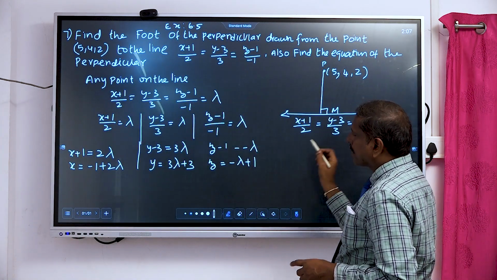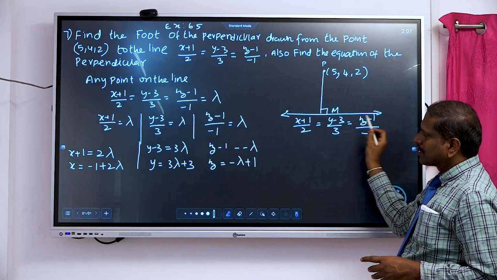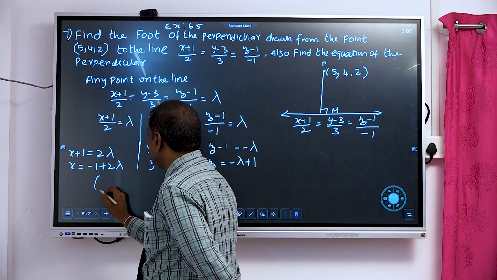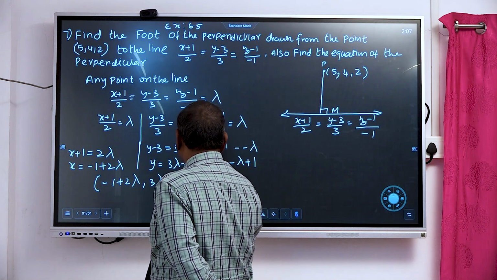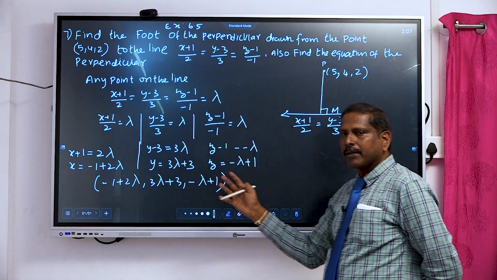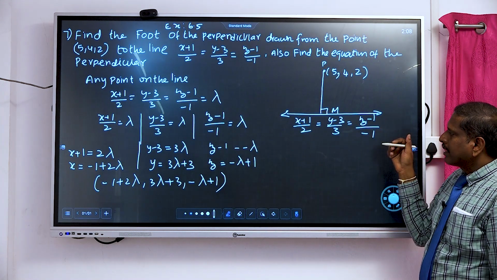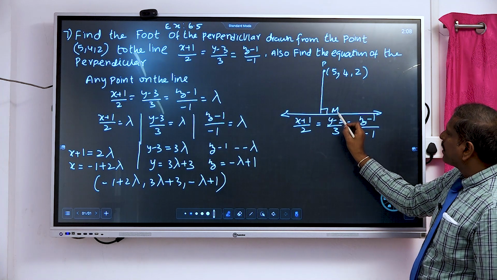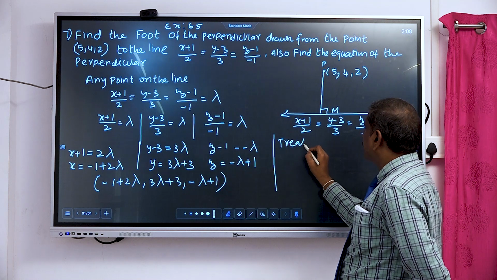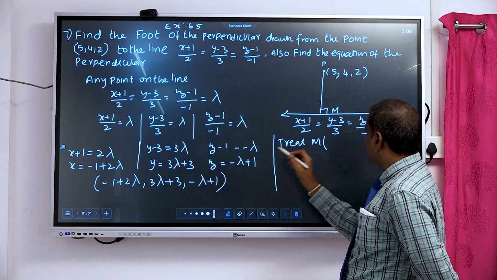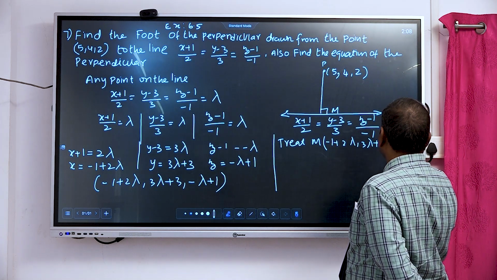A point on the horizontal line. You can make the point travel around, so this is called a moving point. Minus 1 plus 2 lambda, and 3 lambda plus 3, as well as minus lambda plus 1. So this is called a traveling point on the line. Wherever you want you can fix this point. What I need is to treat this as the point M, like that: minus 1 plus 2 lambda, 3 lambda plus 3, and minus lambda plus 1.